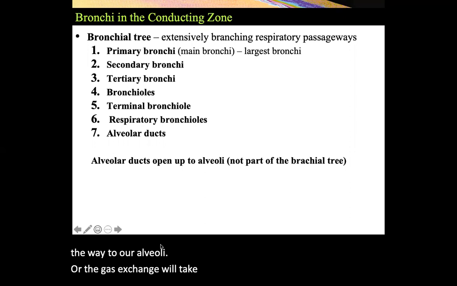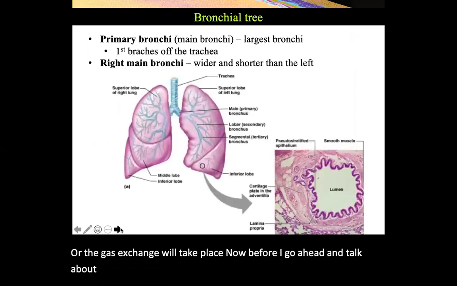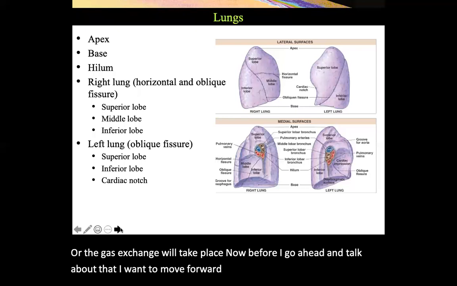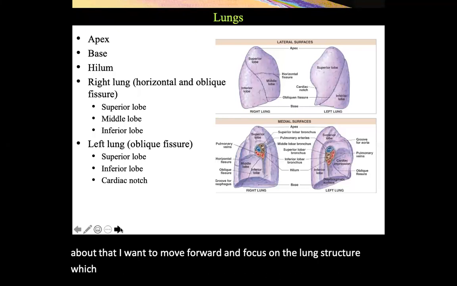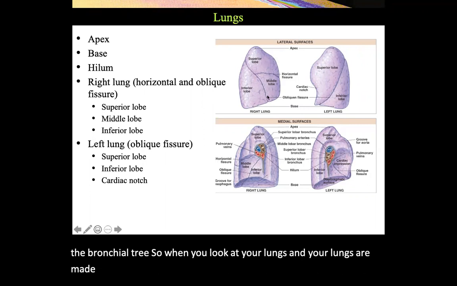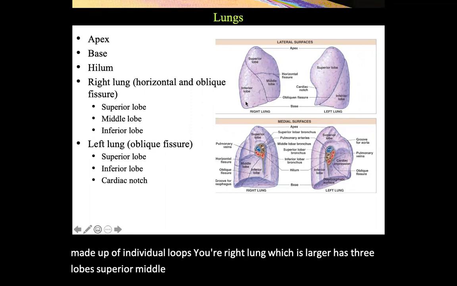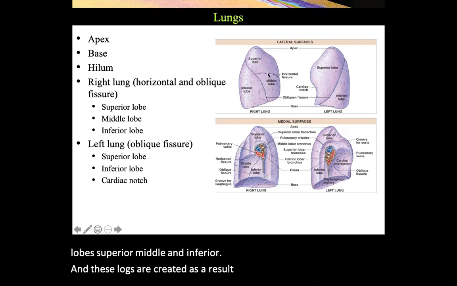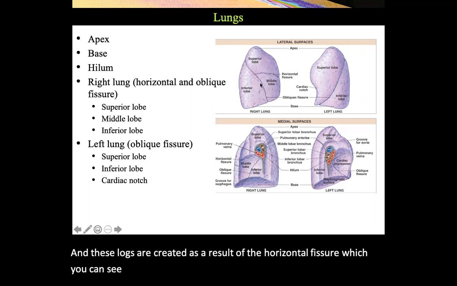Now, before I go ahead and talk about that, I want to move forward and focus on the lung structure, which makes it a little bit easier for you to understand the branching of the bronchial tree. Your lungs are made up of individual lobes. Your right lung, which is larger, has 3 lobes: superior, middle, and inferior. And these lobes are created as a result of the horizontal fissure, which you can see right here, and the one that comes in an angle called the oblique fissure.